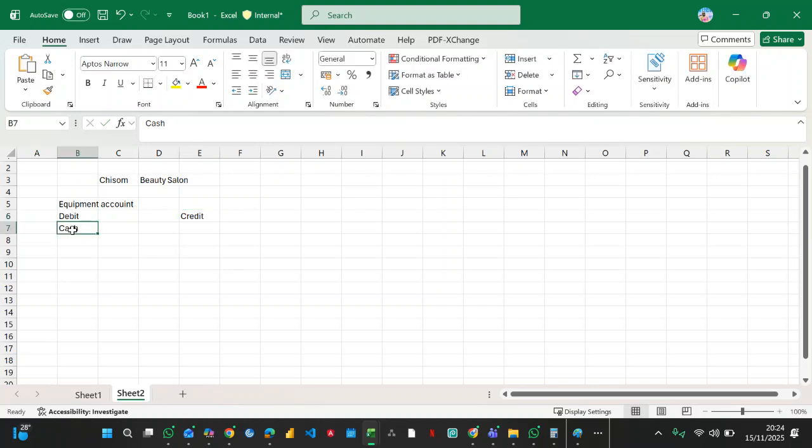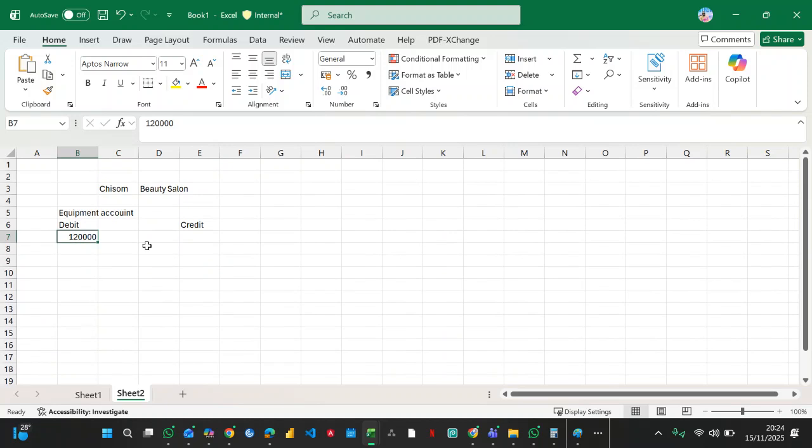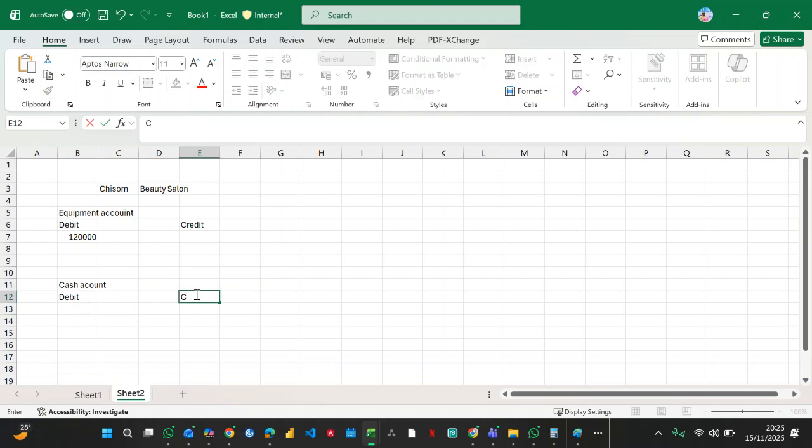Okay, so she has 120k debit, right? 120k, so obviously debit. So in this debit side we have the debit of 120k, and we have a cash account. This is a different account that you're trying to prepare. This is another account. So we now have this side again: we have debit, and then we have credit.